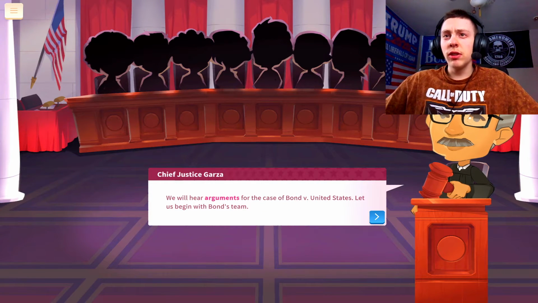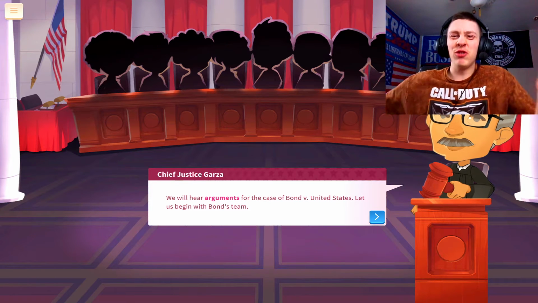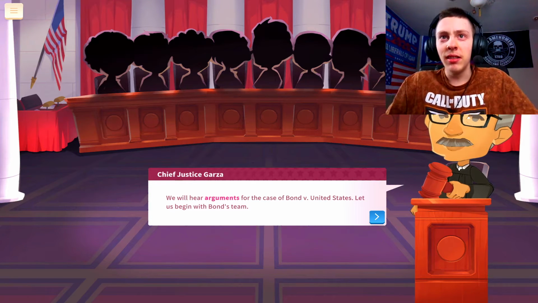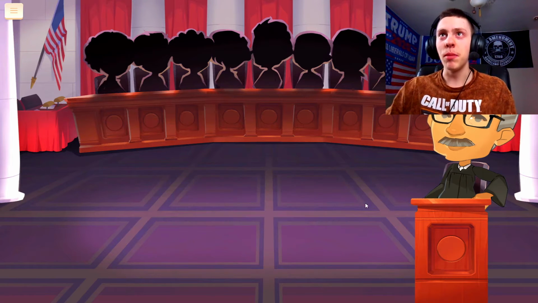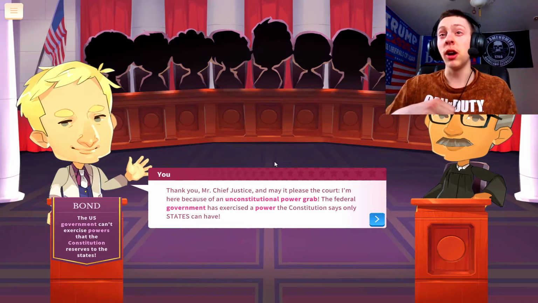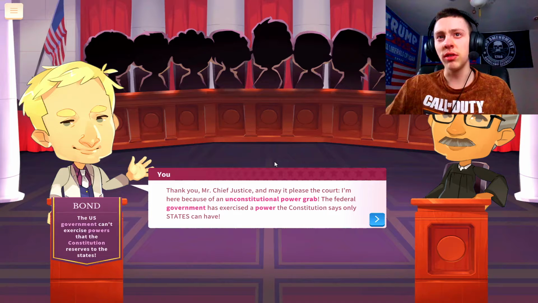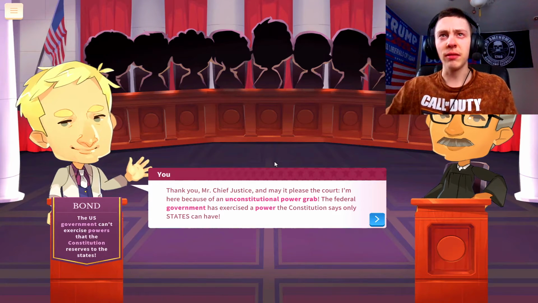The Constitution says the states get these powers. So, we will hear arguments from the case of Bond versus the entire nation of the United States. Let us begin with Bond's team, aka mine. Thank you, Mr. Chief Justice, and may it please the court, I am here because of an unconstitutional power grab. The federal government has exercised the power the Constitution says only states can have.